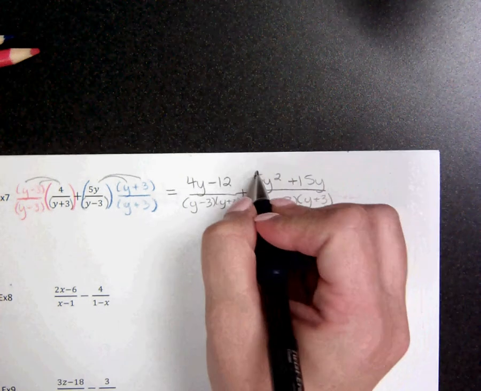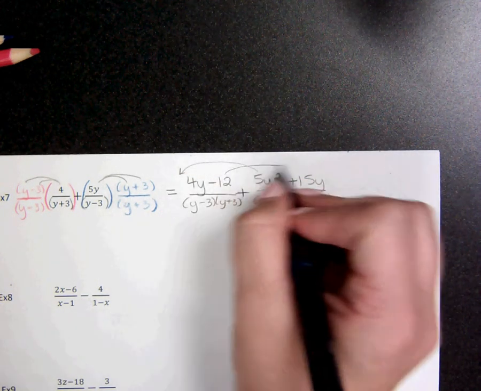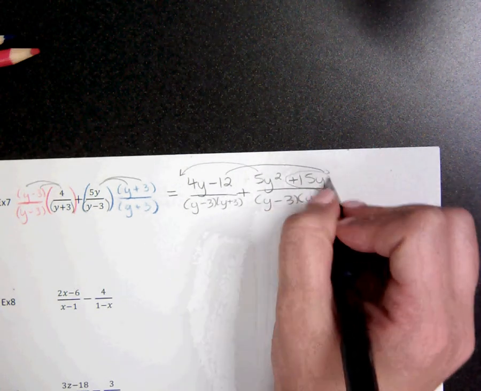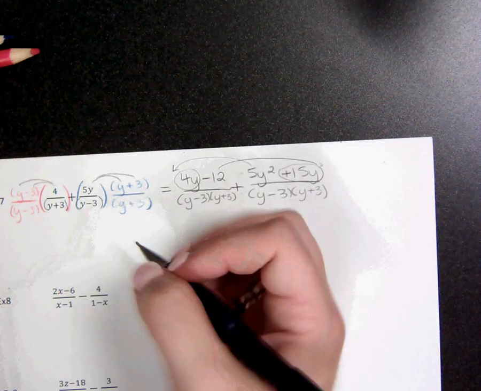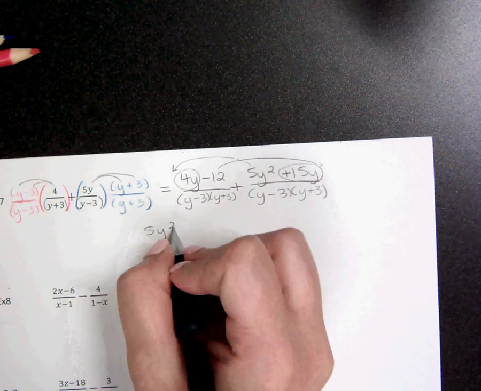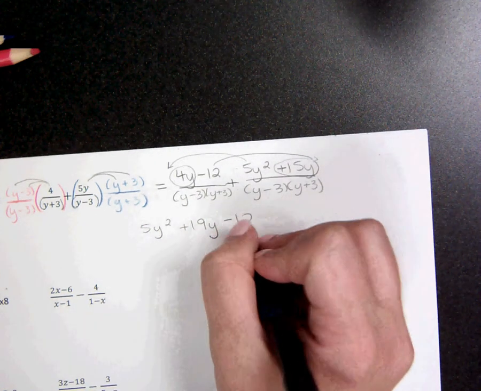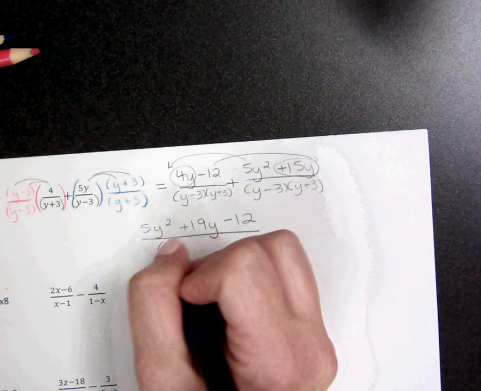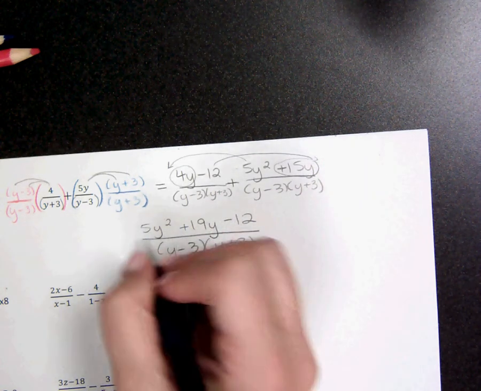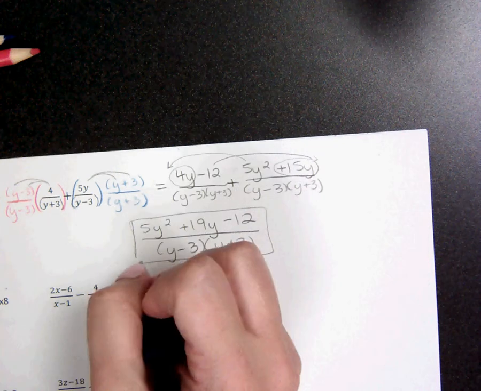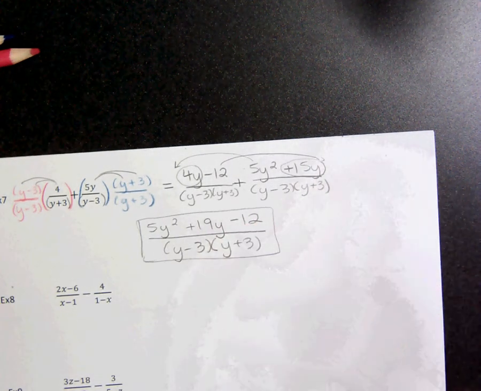Again, I'm going to put the squared term up front. They're just being added, so it's nice and simple. I'm going to put the constant on the back, and I'm going to combine my like terms here and here with addition. So that will give me 5y squared plus 19y minus 12 altogether over that common denominator y minus 3, y plus 3. And that's how your final answer looks. You don't have to multiply those back together.